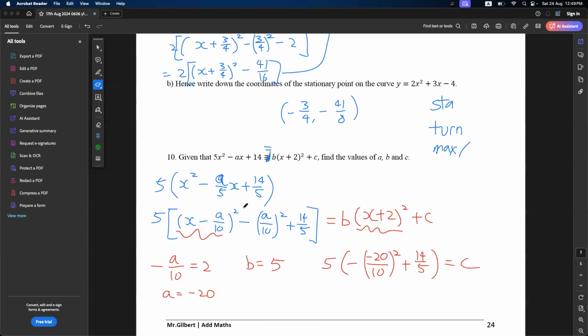You know, this times this, because I have to expand my square bracket, right? Then only equals to this. Simplifying this, we have negative 4 plus 14 over 5, times 5. So C is equal to negative 6.